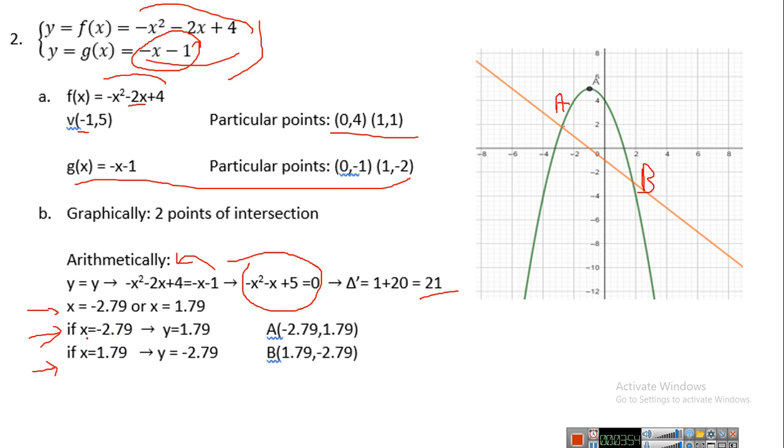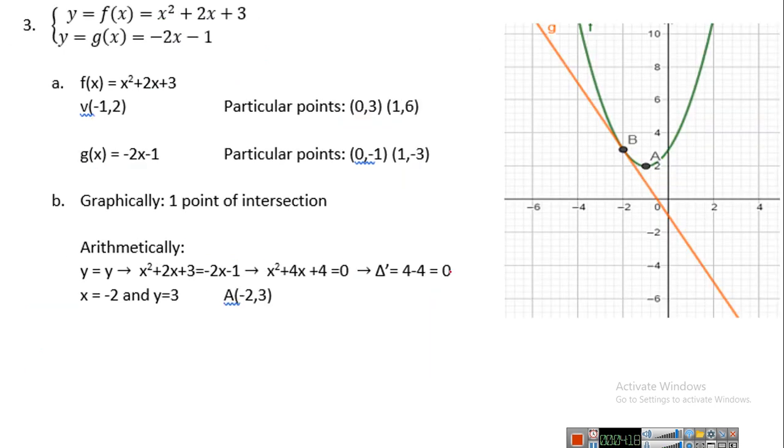If x equals, no, it's correct. If x equals minus 2.71, if you replace it here, you're going to get 1.79. And if x equals 1.79, so minus 1.79 minus 1 is minus 2.79. These are the coordinates of the 2 points A and B.